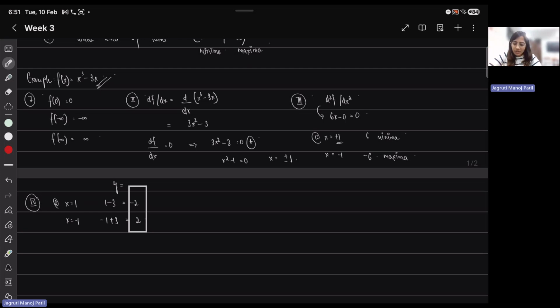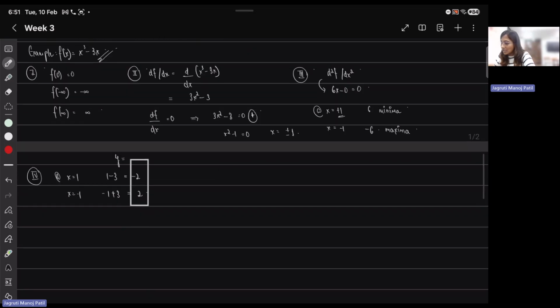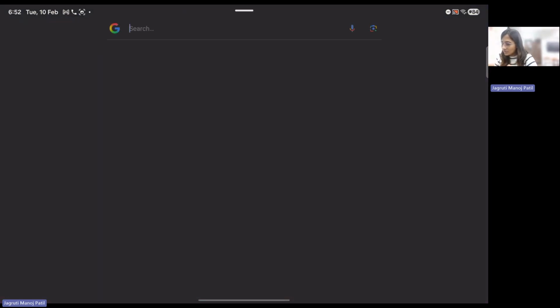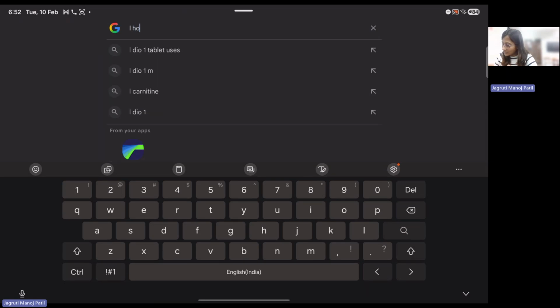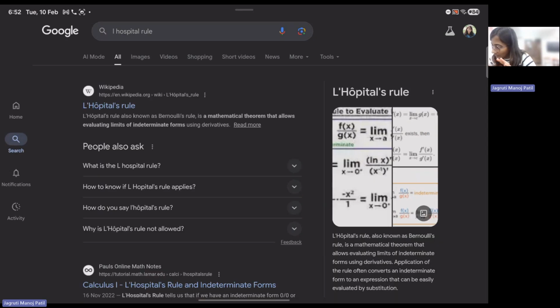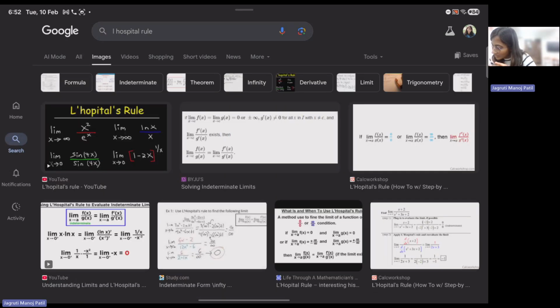Okay. Now, for the last one, for L'Hopital's rule, I'll just show you how you do that. We'll just Google up any source and see L'Hopital's rule and an image that we'll take from there. Okay. We won't go into the basics of it. We'll just take an image which tells us pretty much everything.